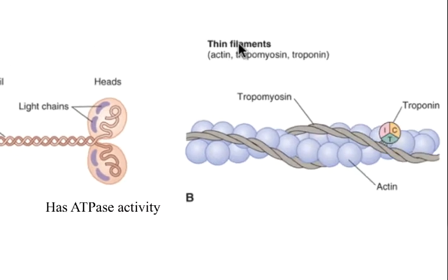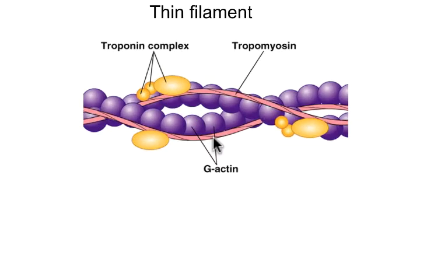The thin filament is composed of three different types of proteins. These beads are called actin. This rope is called tropomyosin, and this structure here is called troponin. Troponin is abbreviated by TN. Troponin is composed of three pieces: TNI, TNC, and TNT. This picture shows thin filament. These are actin, this is tropomyosin, and this is troponin.